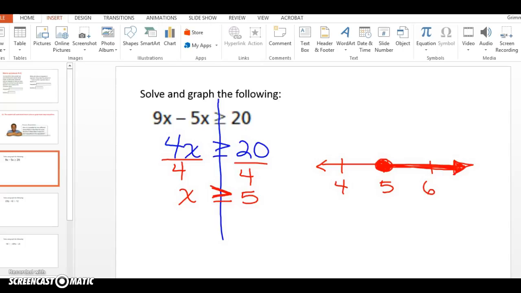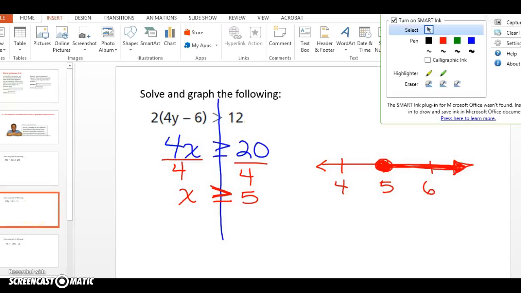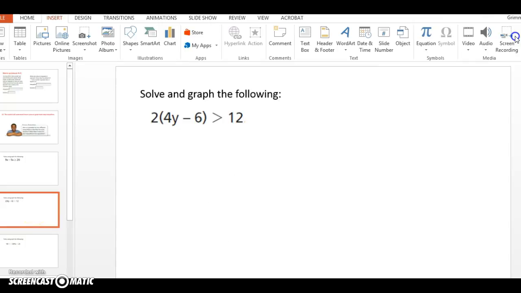All right, let's look at the next one. All right, who remembers what we do here? Think. What property is that? Good, distributive property. So we're going to distribute to both terms, right? So not just the 4, but also the 6.